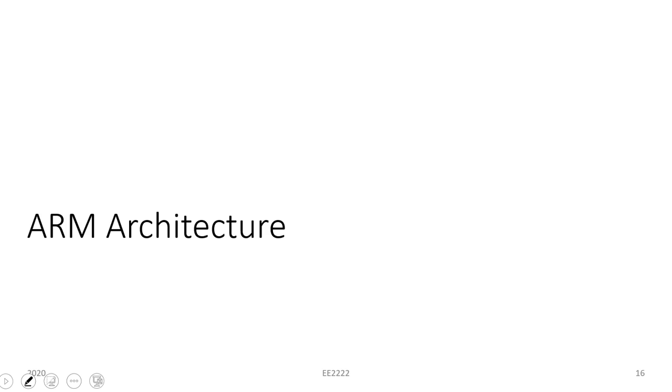So you may come across a mobile phone, a smartphone SoC that may have an ARM processor. You may come across an SoC for a networking device, a router, for example, that may have an ARM processor. So ARM processors and ARM architectures are fairly prevalent in the SoC world. So we will briefly look at what the ARM architecture is and what ARM processors are.